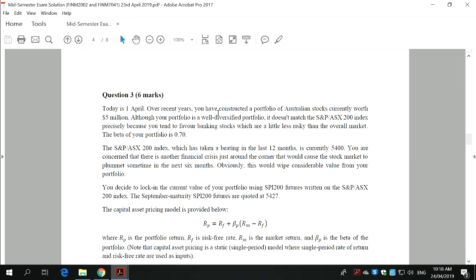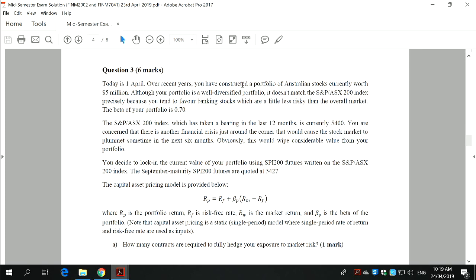Although your portfolio is well diversified, it doesn't match the ASX 200 index. Why? Because you tend to favor banking stocks, which have smaller beta than the overall market. So overall, the beta in your portfolio is 0.7, which means your portfolio is less sensitive compared to the market portfolio. If you have a beta of 1, that means your portfolio return mimics exactly the market portfolio, but it doesn't.